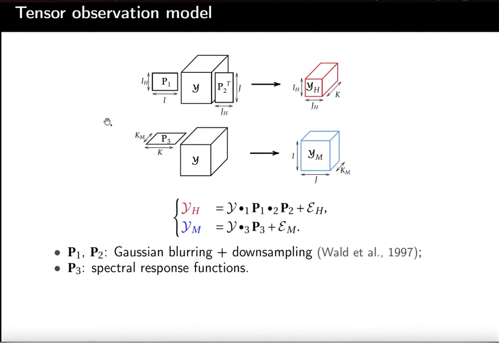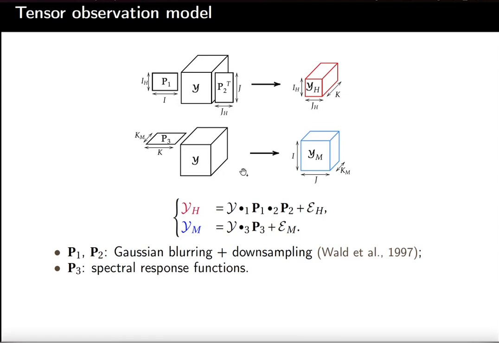I am now ready to introduce the tensor observation model for hyperspectral super-resolution. So we have two observations, a hyperspectral image YH and a multispectral image YM of the same scene. The hyperspectral image has low spatial resolutions IH, JH, and high spectral resolution K, while the multispectral image has high spatial resolutions I, J and low spectral resolution KM. We assume that they are the degraded version of a single super-resolution image that we call Y.